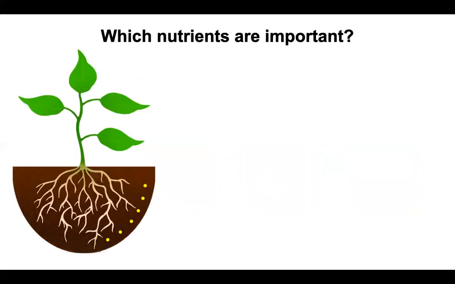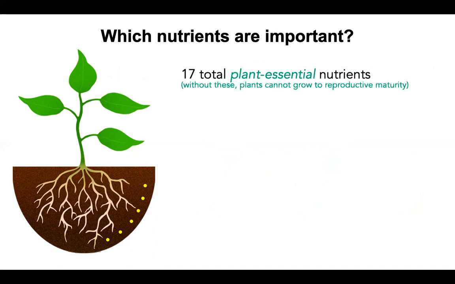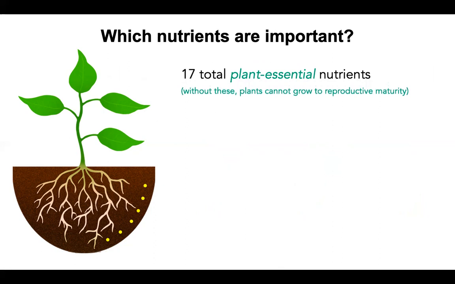Very witty. So this begs the question, which nutrients are important? Well, there are a total of 17 plant essential nutrients. And by plant essential, what we mean is that without these nutrients, plants cannot grow to reproductive maturity. They can't go through their full life cycle. Now, that's not to say that any one of these is more important or less important. It's that they are all equally important to be able to complete the life cycle of a plant.